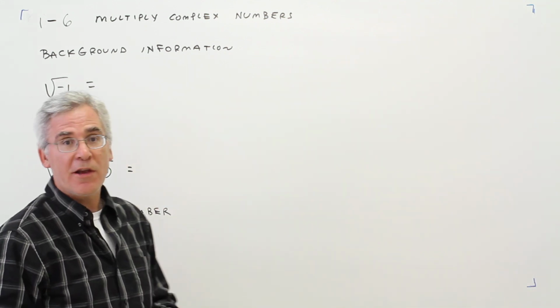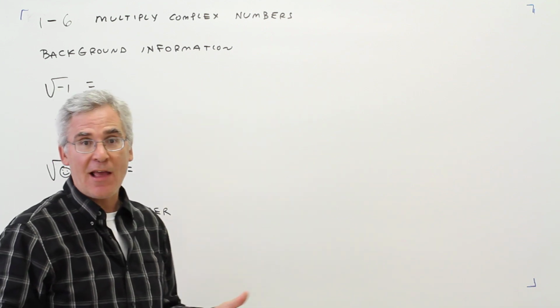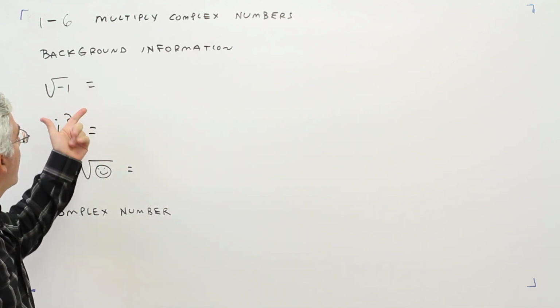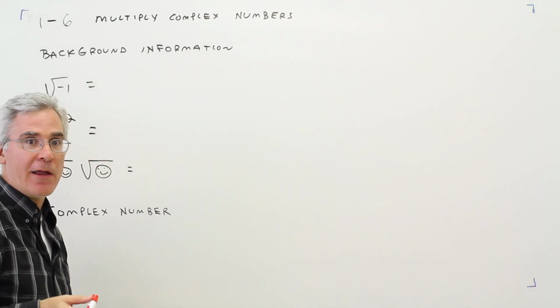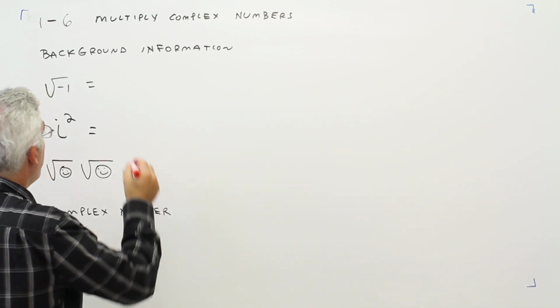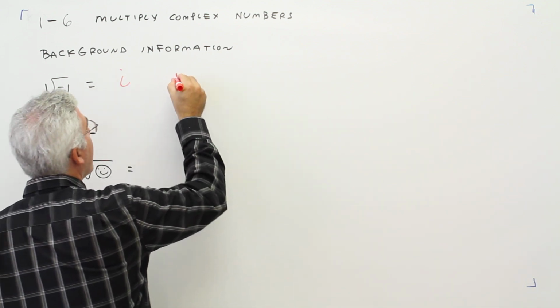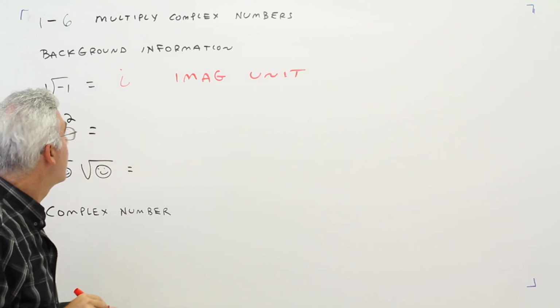Welcome to video 1-6, multiply complex numbers. Before I get to the example, just a little bit of background. The square root of -1, you try that in your calculator, you'll get undefined or something like that, error domain. We've defined the square root of -1 to be i. It's called the imaginary unit.